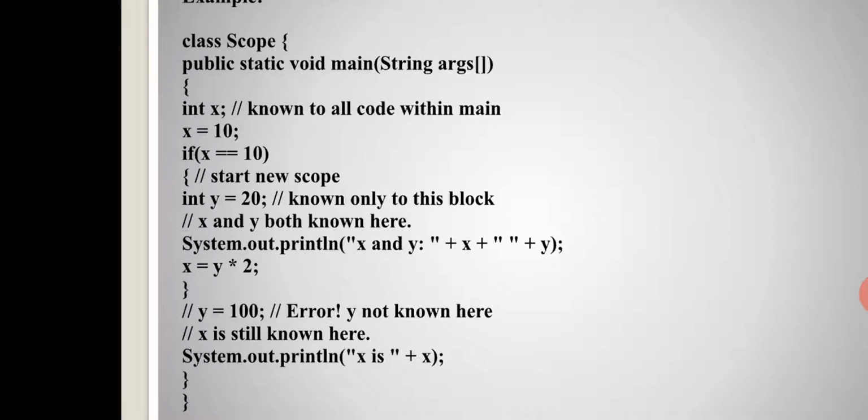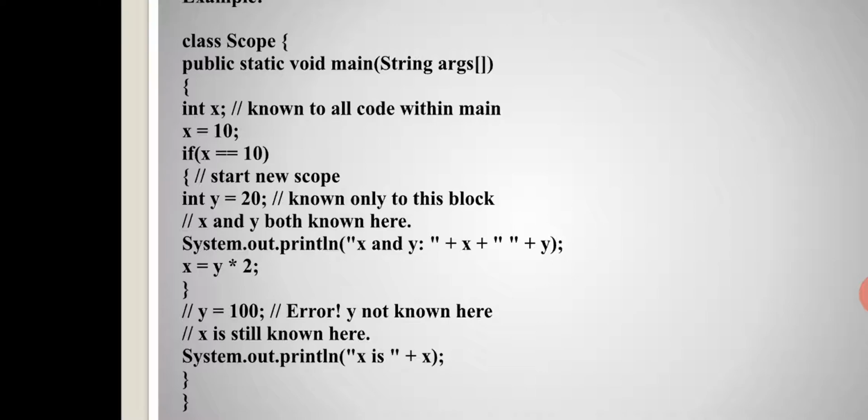Okay, now x and y, you are using x as well as y. x is accessible because your code block is inside the main method, that is why x is accessible. Now y is accessible only within the if block. Outside the if block y cannot be accessed. Now you are trying to do x equal to y star 2, y into 2. What will be the value? 20 into 2, 40, isn't it? So 40 will be stored in x.